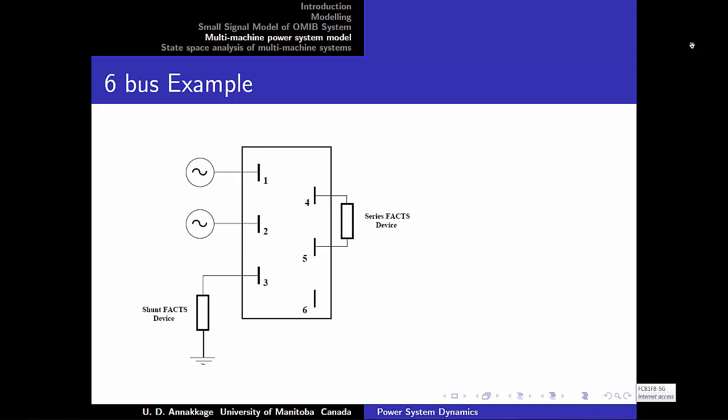The second exercise is more advanced, and I don't expect you to do it right away. You have to learn how to develop small signal models of FACTS devices before you can attempt it, and I consider this outside the scope of this series of lectures.